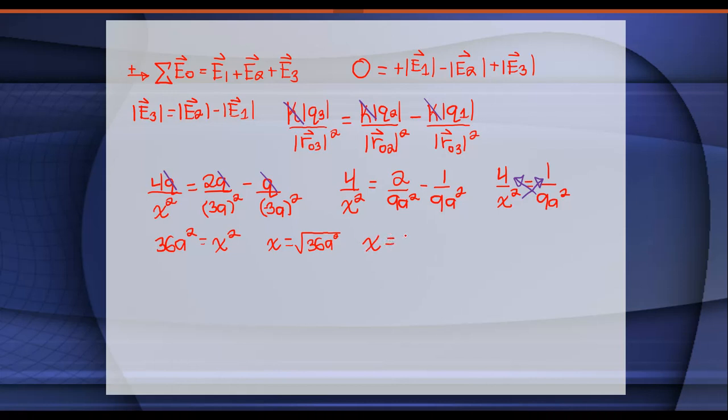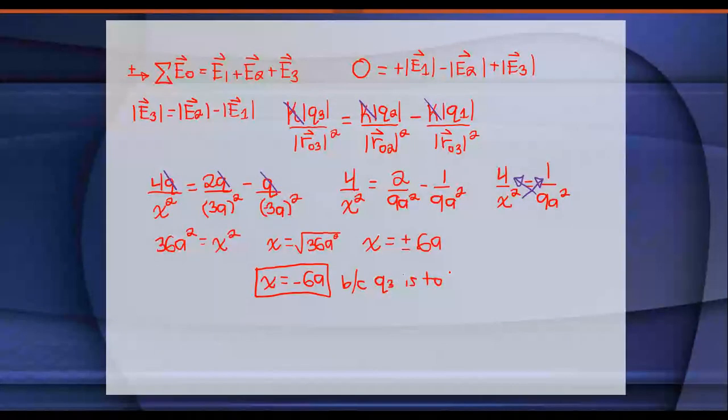Square root can be positive or negative. So you have positive or negative 6a. But we're only going to take the negative answer here because we know that it has to be towards the left. So x is going to be negative 6a because b slash c q3 is to the left of O. Okay, so that's a quantitative justification.